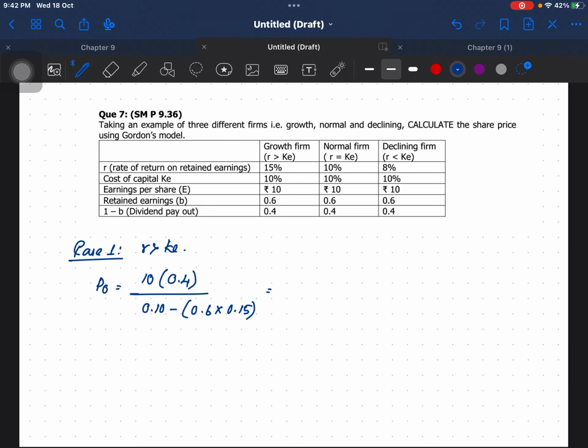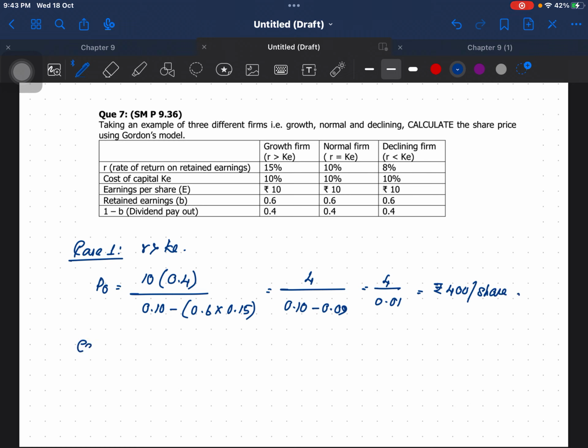It will be 10 into 0.4, which is 4, divided by 0.10 minus 0.6 into 0.15, that is 0.09. So 4 divided by 0.01, that is rupees 400 per share.